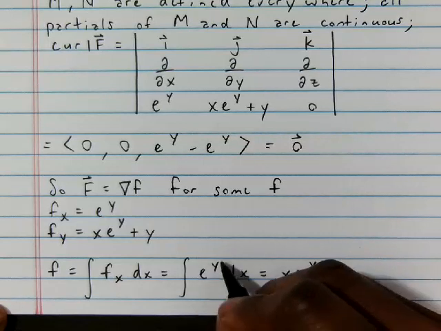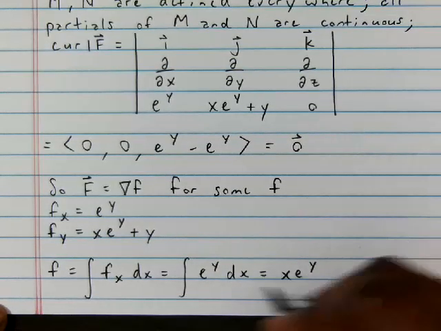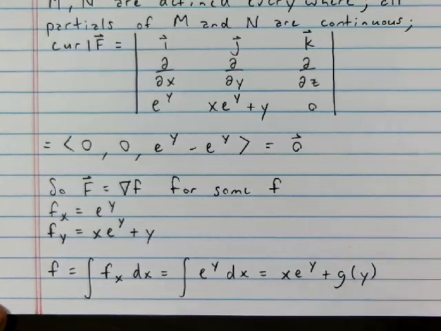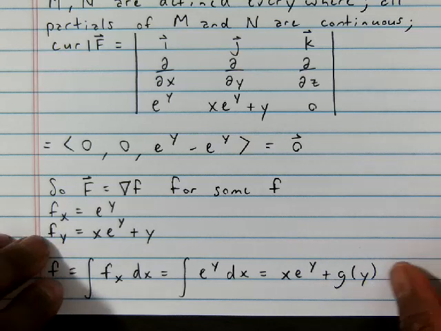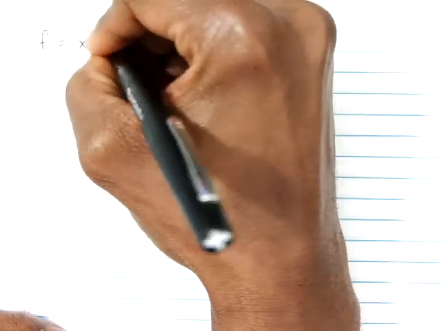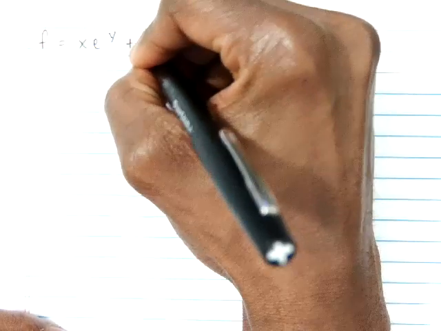We treated y as a constant here, so our constant of integration can have y's in it. So plus g of y. So right now, supposedly, f is equal to x times e to the y plus g of y.